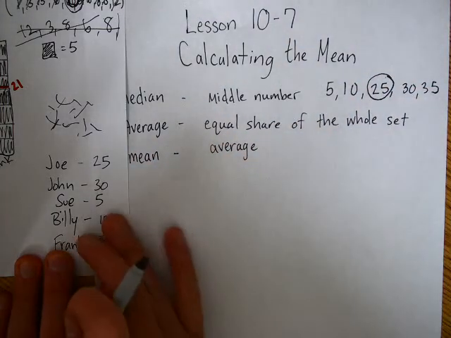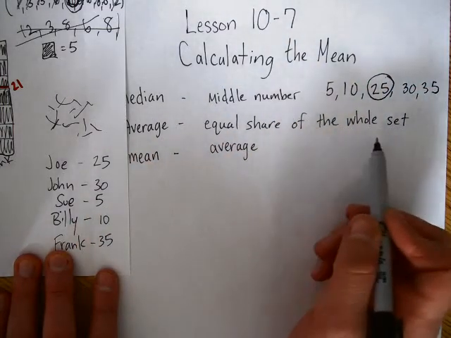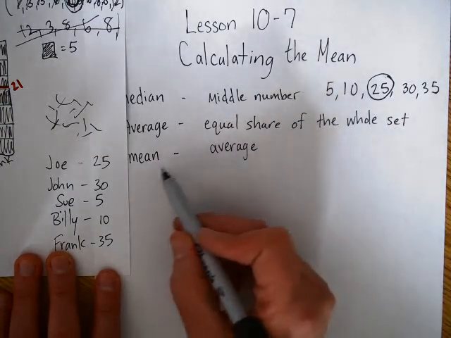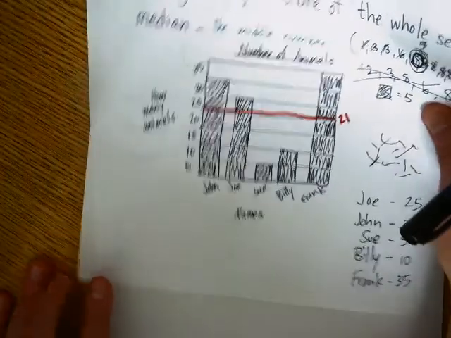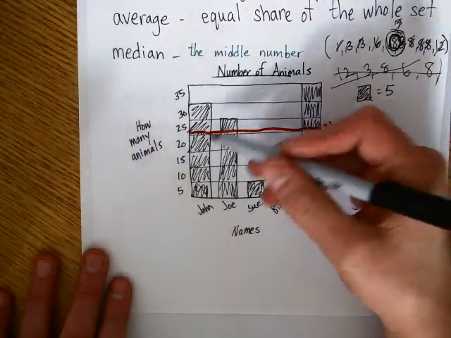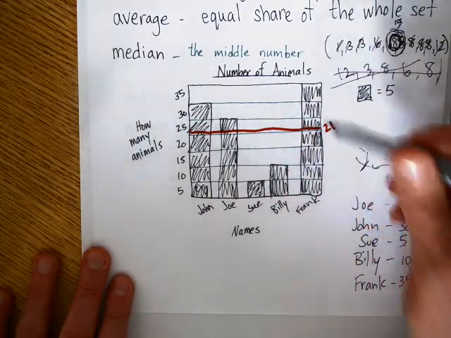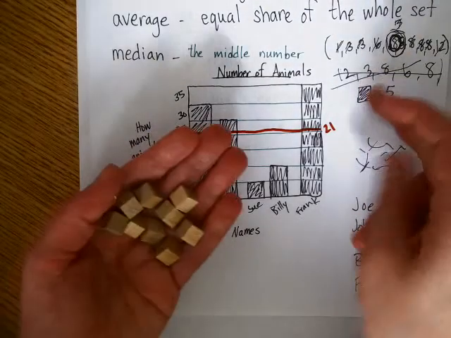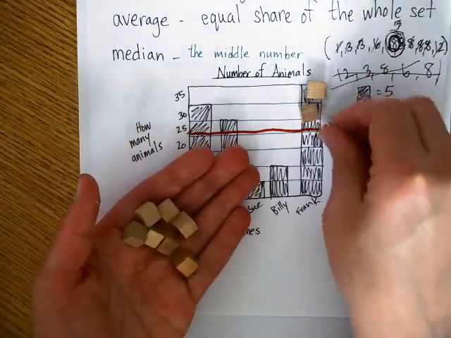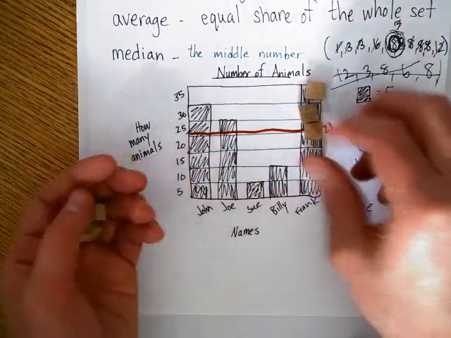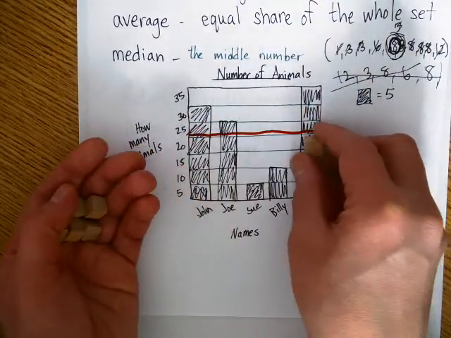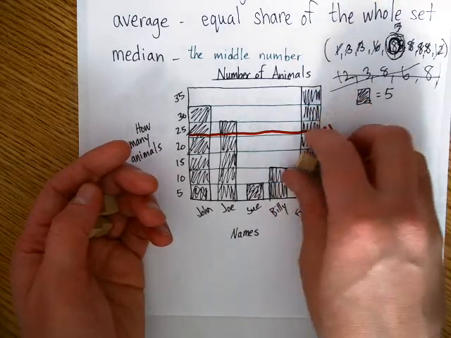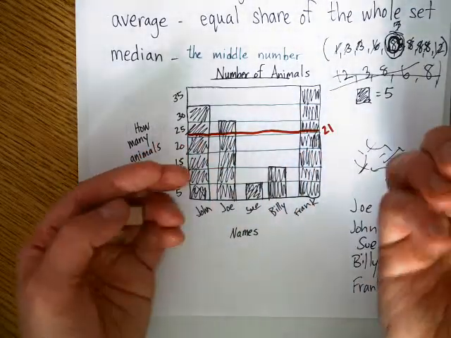The average, which is the equal share of the whole set, or the mean, it's the same thing. It means average, or an equal share of the whole set. We looked at this graph, and we looked at all of the different numbers of animals people had, and then we took cubes, and even though each one of these cubes represented a black square, we took it off and made it an equal number going across for everyone so that it went up 4. Everyone would have had one more, but each one of these represented 5, so it was like having 21. So the mean was 21.